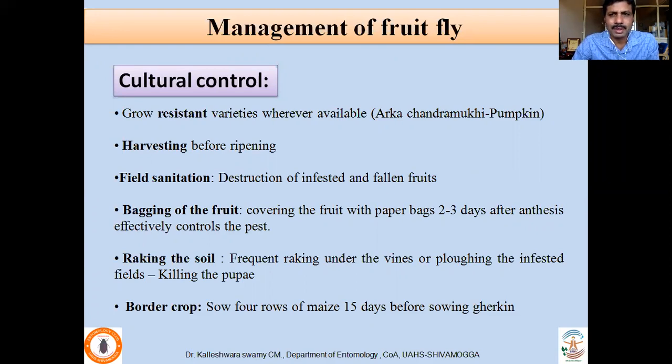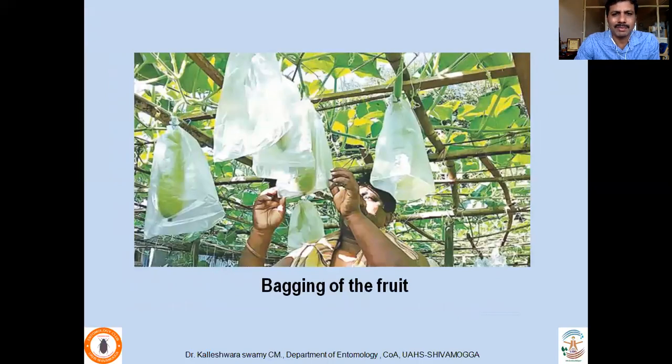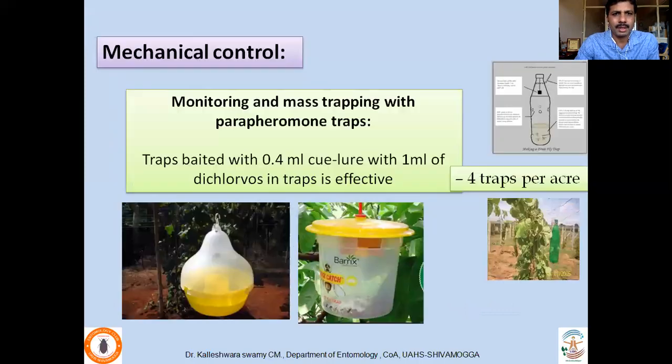Usually maize is used as a border crop, where these fruit flies rest, and they can be targeted by spraying insecticide. A partial reduction in the population can be obtained by sowing the border crop, especially in some important export-oriented crops like gherkin. So this is how we can go for bagging of the fruits.